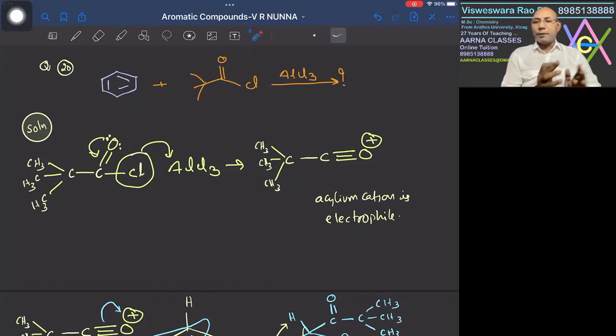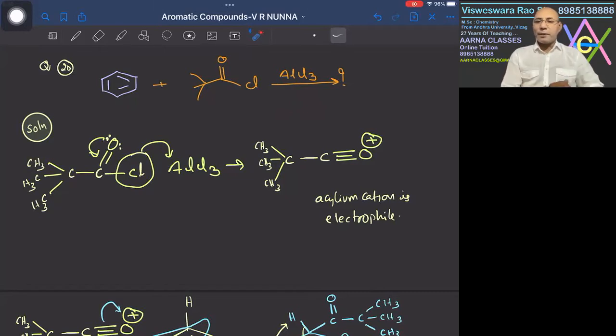And Friedel-Crafts, two scientists, teacher and student, worked together and established this reaction. That's why I'm calling this Friedel-Crafts reaction. And I'm calling this reaction acylation because I'm going to introduce an acyl group in the benzene ring. Acyl group means this group, C double bond O. That's why it is called Friedel-Crafts acylation.